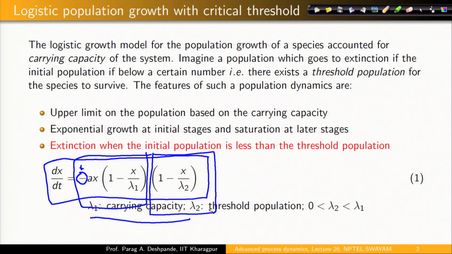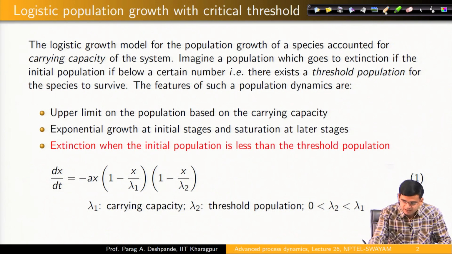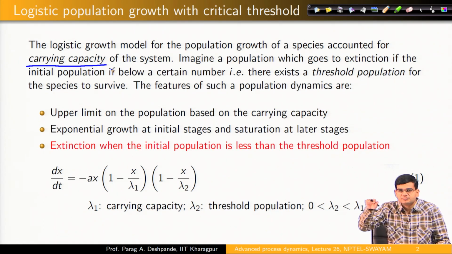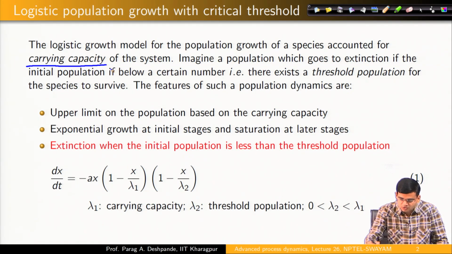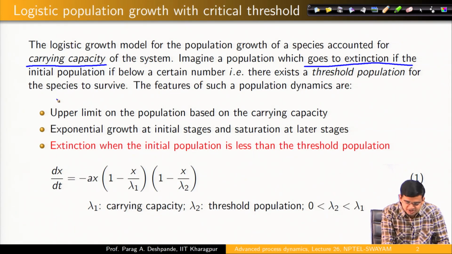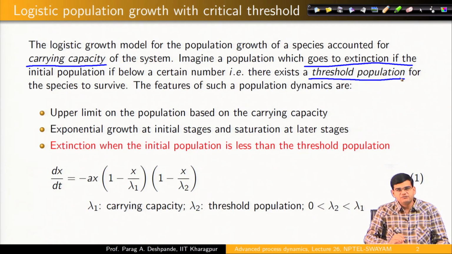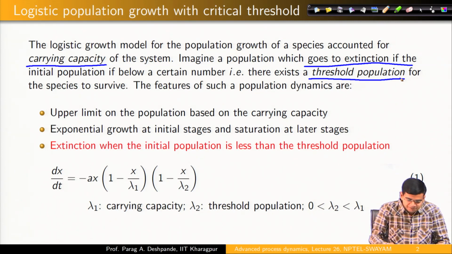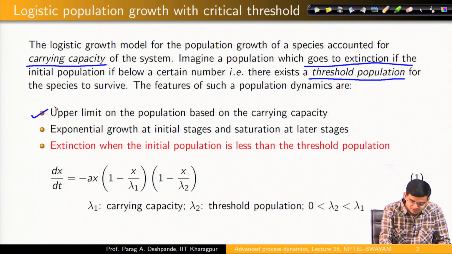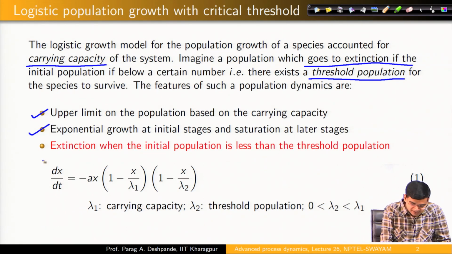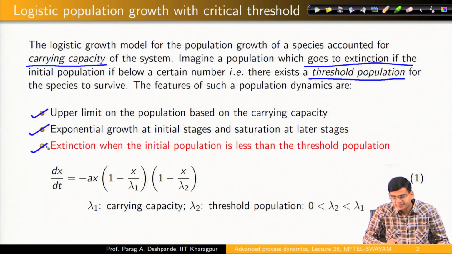But let us see what our system is. The logistic growth model that we considered previously accounted for the carrying capacity, so the upper saturation was captured properly. Now, if we imagine a population which goes to extinction if the initial population is below a certain number, which means that there exists a threshold population, then what features should the model have? An upper limit on the population based on the carrying capacity, which is basically the logistic model; exponential growth at initial stages and then saturation, again your logistic model; but extinction when the initial population is less than the threshold population.